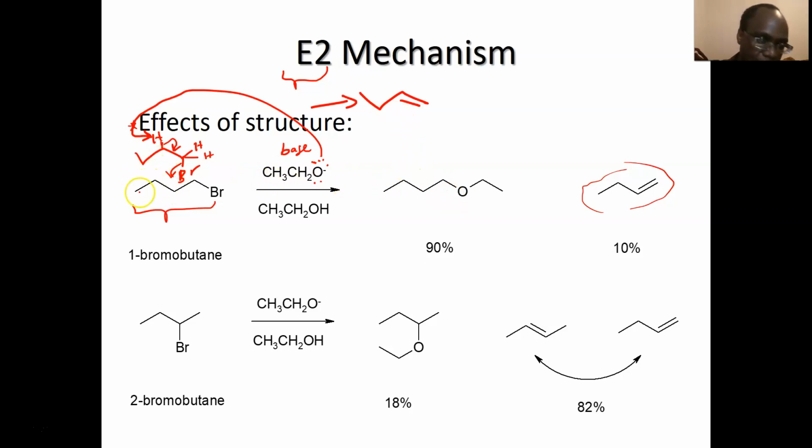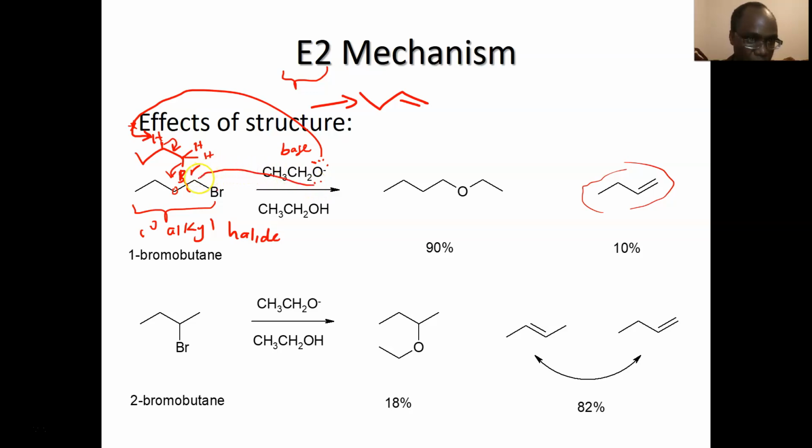Now notice that this is a primary alkyl halide. Can you see that? These are primary alkyl halides. The carbon bearing the leaving group is bonded to one other carbon, which is this carbon. So it's primary. So for primary alkyl halides, this actually causes the SN2 reaction to dominate over E2.